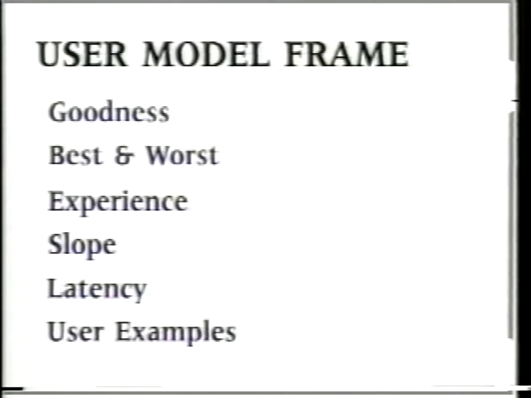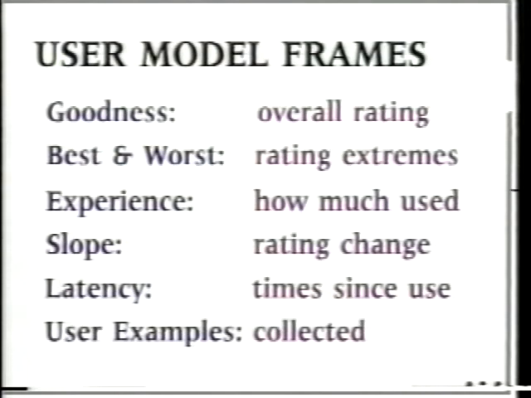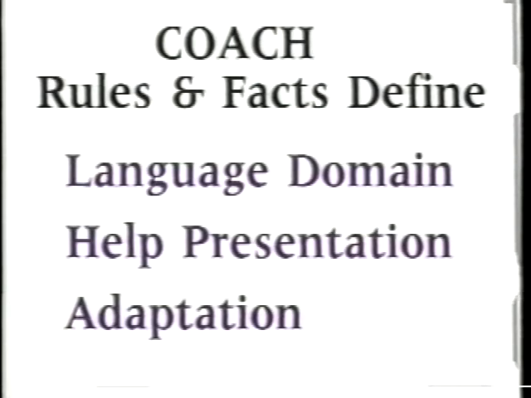Adaptive user model frames exist for each of these things. They have slots which record aspects of the user experiences: goodness, worst, best, experience, slope, latency, and user examples. Coach records a user model frame for user-defined functions as they are created. This allows Coach to give user help for user functions. Coach's knowledge frames have the interrelationships between parts of a language and their relationships to underlying concepts.